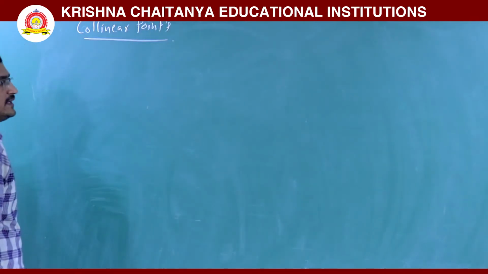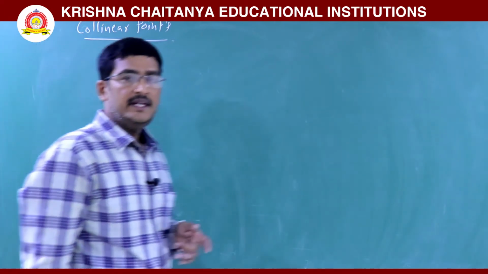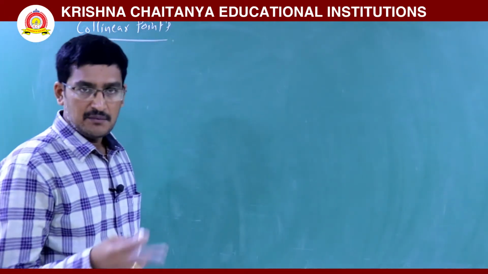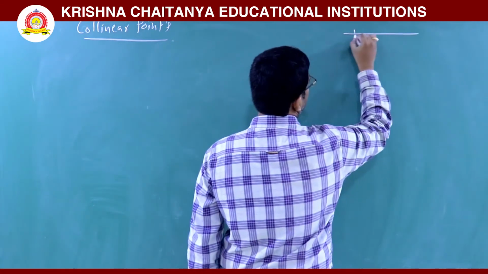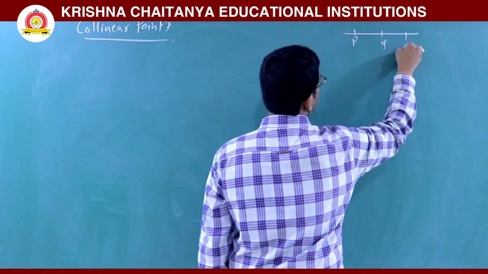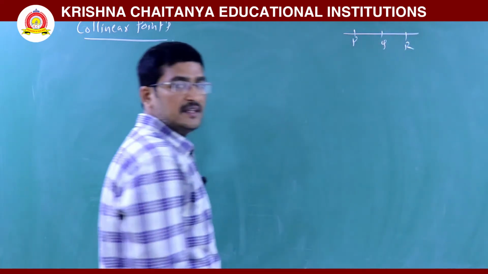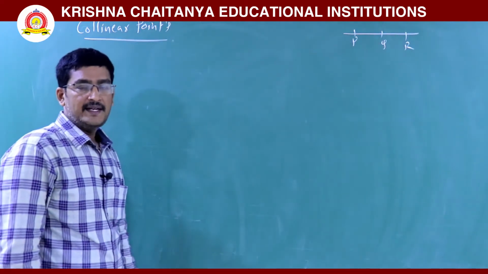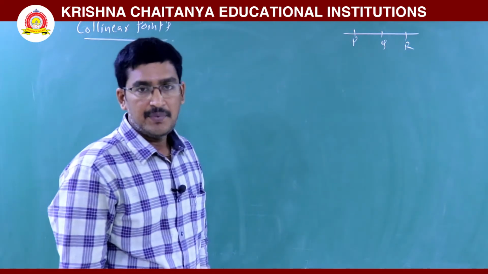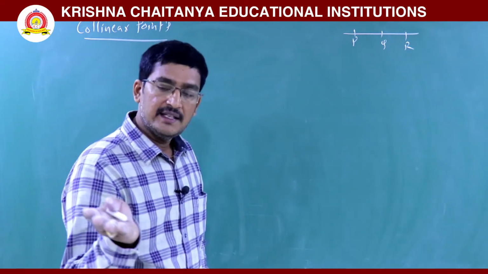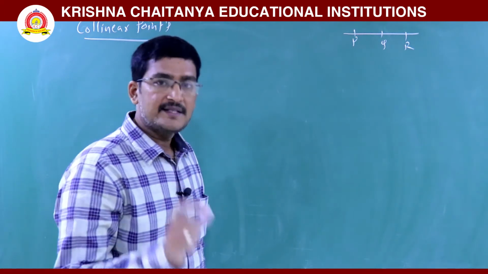What is the definition of collinear points? Three or more points lie on the same line. Okay, this is P, this is Q, this is R. Three or more we have to take. Three or more points are said to be collinear if they lie on the same line. If those 3 lie on the same line, those 3 points are collinear.